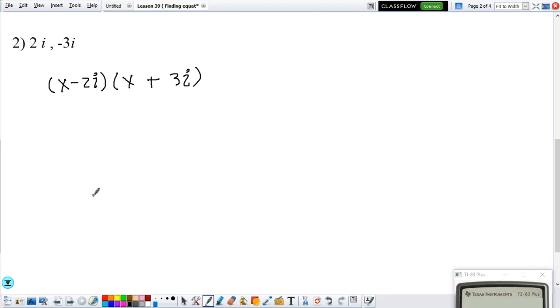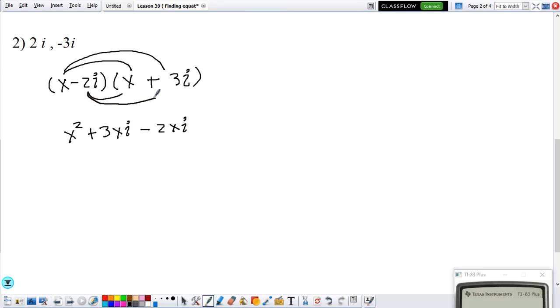We have this, we're okay. What do we do now? We distribute. So x times x is x squared. x times 3i, that's going to give me 3xi. x times i is just xi. So we're done multiplying the x's. So now we need to distribute that negative 2i. So negative 2i times x, that's negative 2xi. And negative 2i times positive 3i, that's going to give me negative 6i squared.